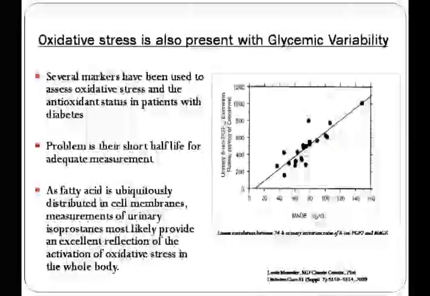Oxidative stress is also present with glycemic variability. There is enough evidence to show that GV causes oxidative stress. Several markers have been used to assess oxidative stress. The problem is their short half-life for adequate measurement. However, whenever measured, it has shown a clear linear relation with glycemic variability. Markers of oxidative stress, like the urinary isoprostanes, have provided evidence that whenever there is variability in an individual, this leads to more oxidative stress.